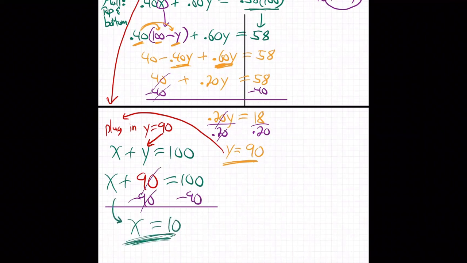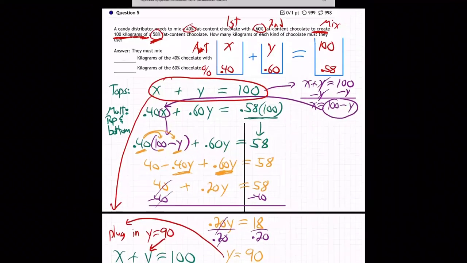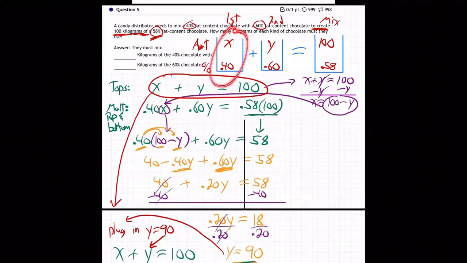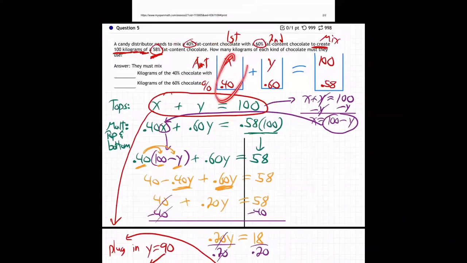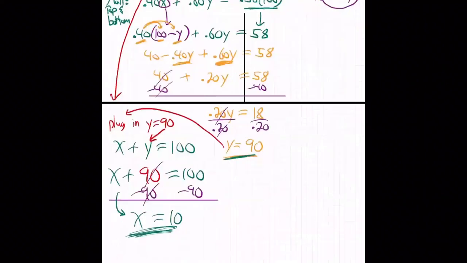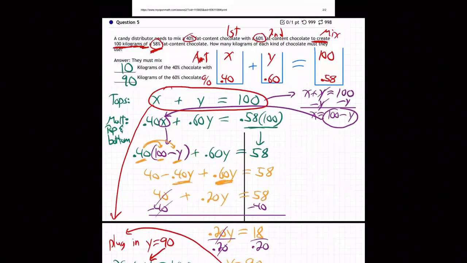So we got X, we got Y. Now, how do you know which one's which? Well, remember up here, X is the 40%, Y is the 60% when we set up the original buckets. So the X is 10. That's here. The 10 is the 40%. And Y is the 90 right here. And so there we go.